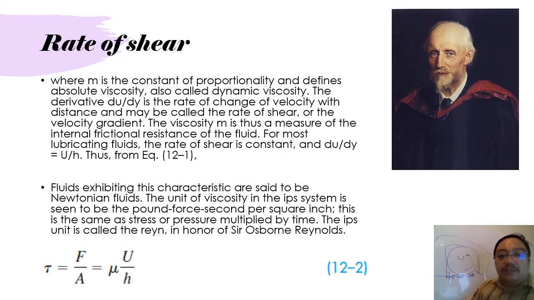The rate of shear, where mu is a constant of proportionality, defines absolute viscosity, called dynamic viscosity. The derivative du per dy is the rate of change of velocity with distance and may be called the rate of shear or the velocity gradient. Viscosity mu is a measure of the internal frictional resistance of the fluid. For most lubricating fluids the rate of shear is constant and du per dy equals U per h, just as I explained before.